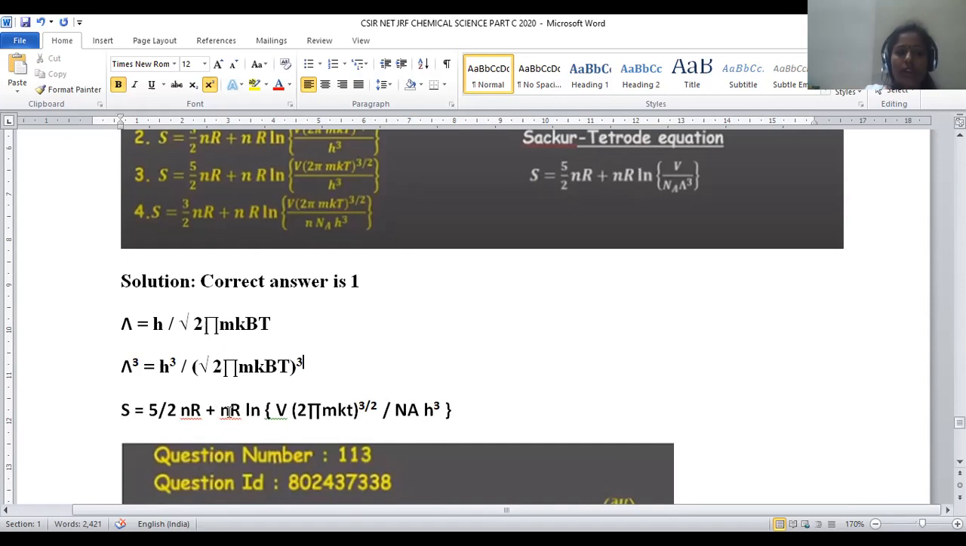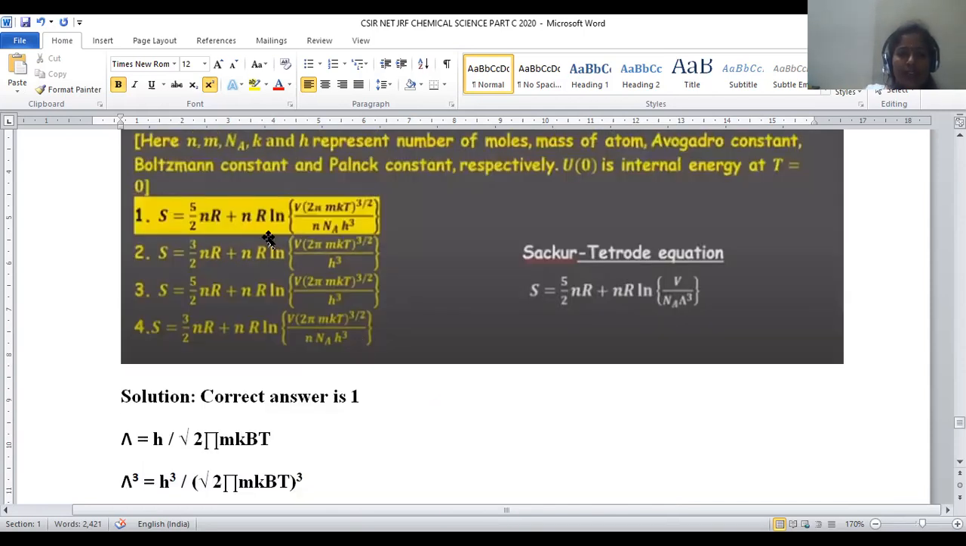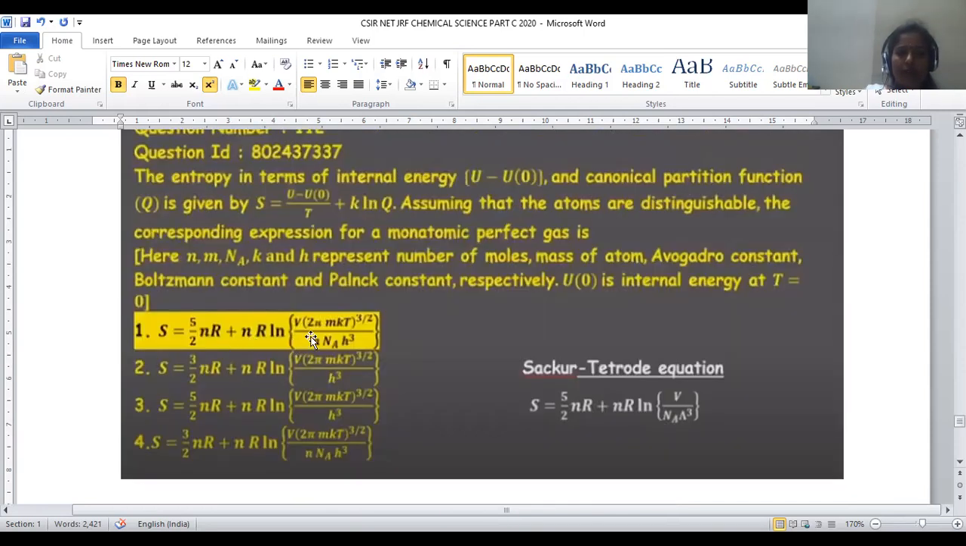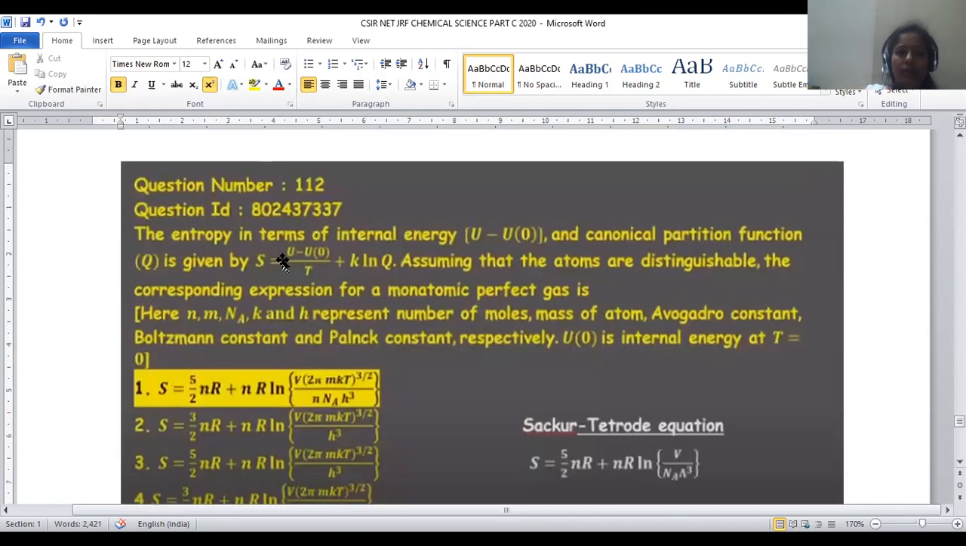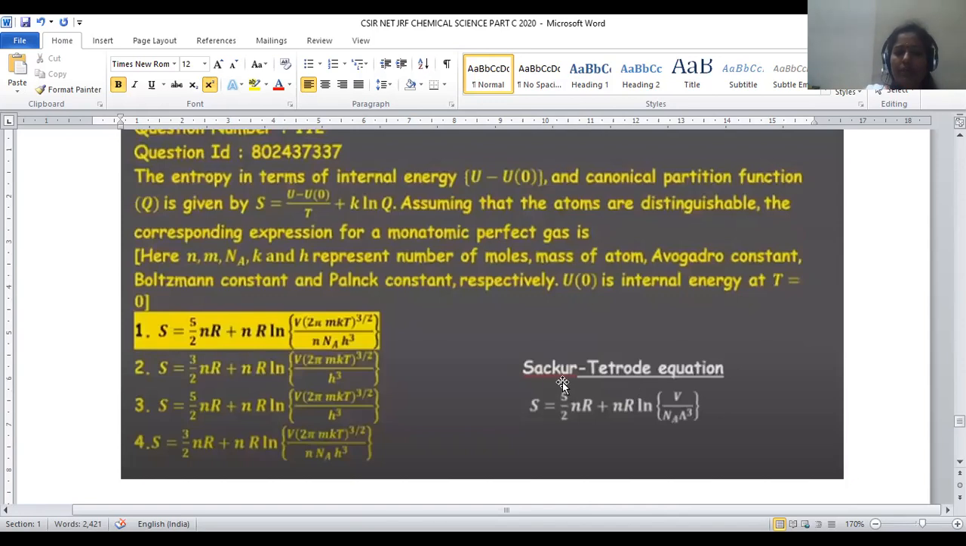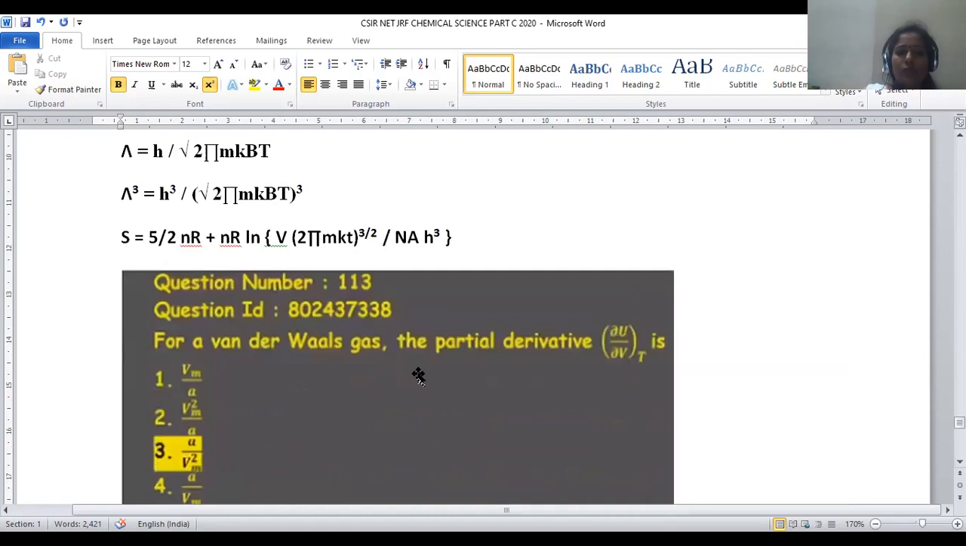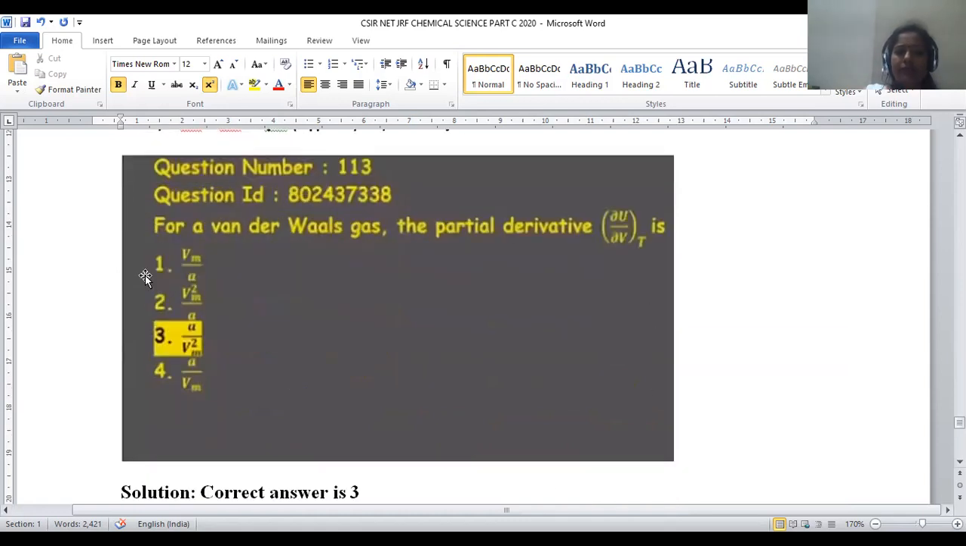S is equal to 5 by 2 nR plus nR ln V (2 pi m kB T) power 3 by 2 by Na h cube. It is provided in equation 1. So for this question number 112, option number 1 will be the right answer. This is purely based on the Sackur-Tetrode equation, right? Let us move on to question number 113.